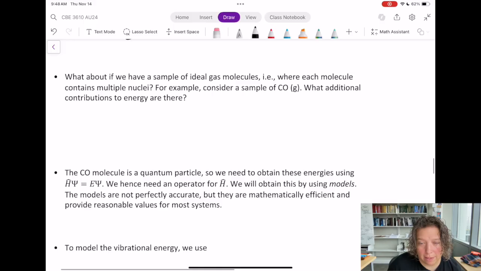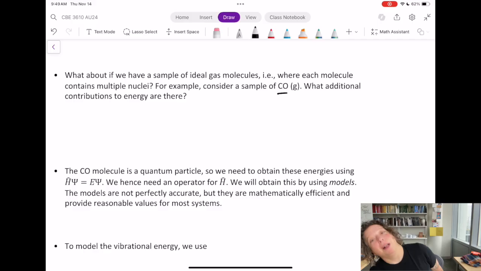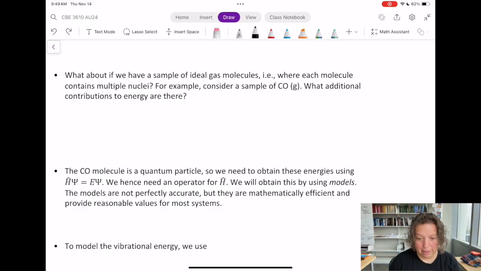So that's helium, which is an atom. What if I have a molecule? Again, we'll say ideal gas, where each molecule contains multiple nuclei. So let's consider a simple case of that. I have a diatomic heteronuclear molecule. How do I change that? So how do the contributions to the energy change?